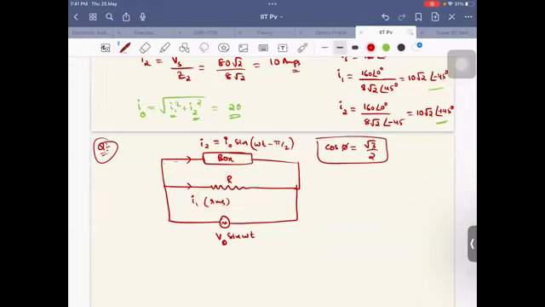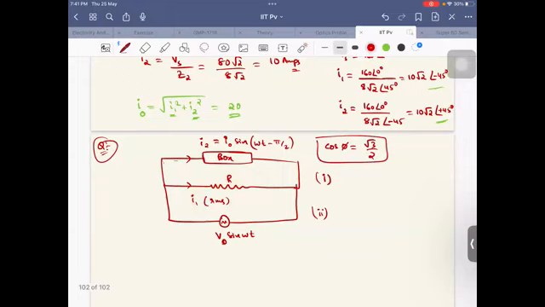Two questions they have asked. The first question: the ratio of maximum current in the resistor. What is the maximum current in the resistor? The RMS is I1, so basically I1 root 2 by I naught they're asking. And the second question: when the impedance of the box is 100, the total impedance of the circuit is, let's say, Z. If Z equals 100, what is Z equivalent? Solve it.